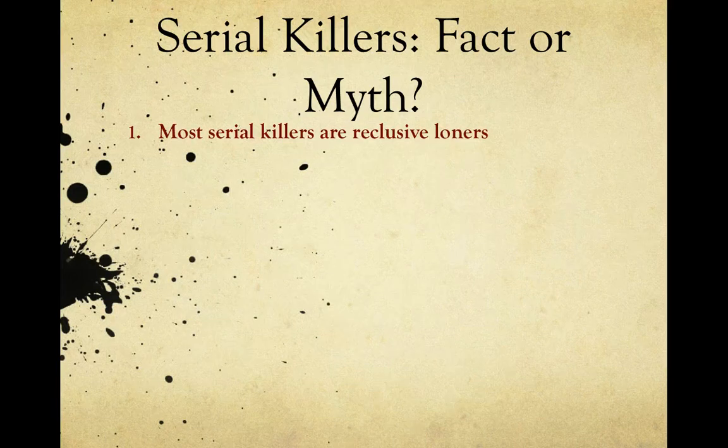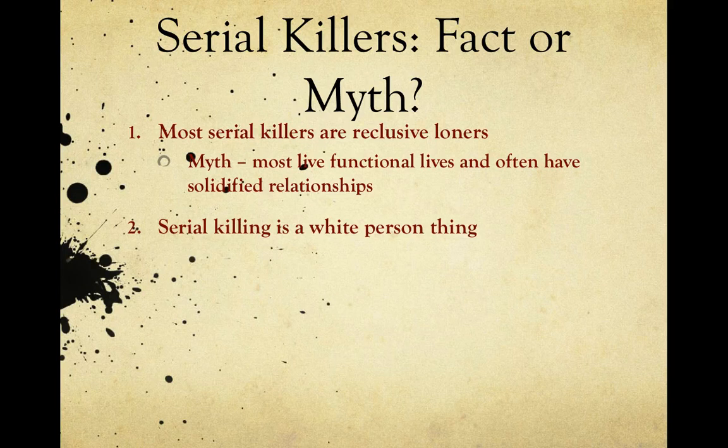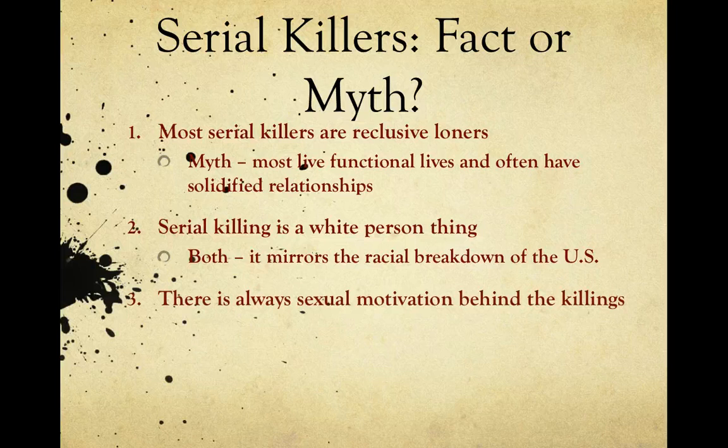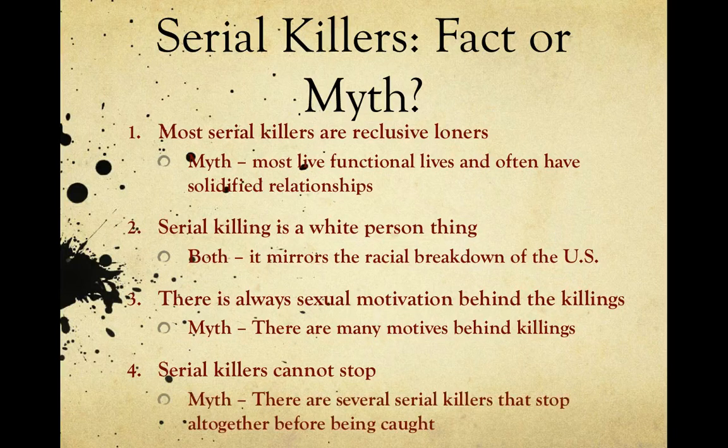Fact or myth? Most serial killers are reclusive loners. This is a myth. Most serial killers live functional lives and often have solidified relationships. Fact or myth? Serial killing is a white person thing. This is both. It actually mirrors the racial breakdown of the United States. Fact or myth? There is always sexual motivation behind the killings. This is a myth. There are many motives behind killings, which we'll talk about in just a second. And serial killers can't stop. This is a myth. There are several serial killers that stop altogether before they're actually caught.